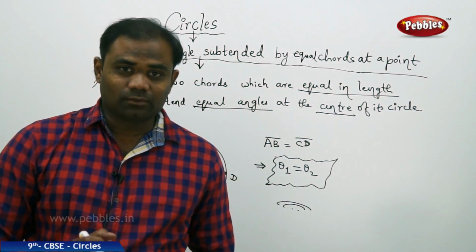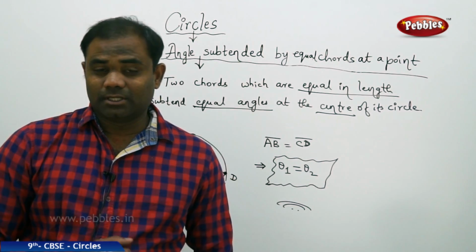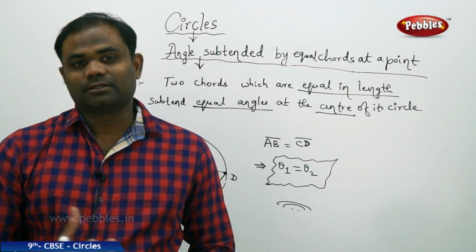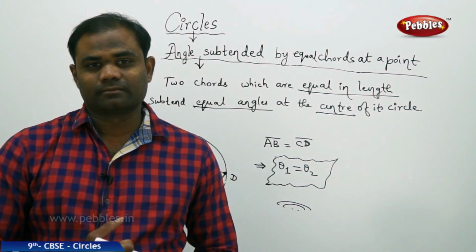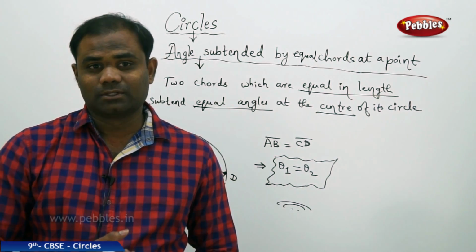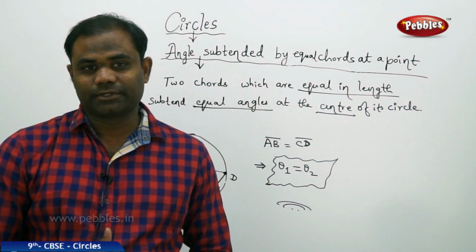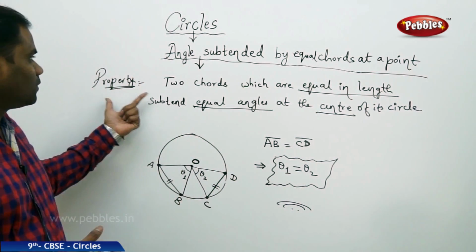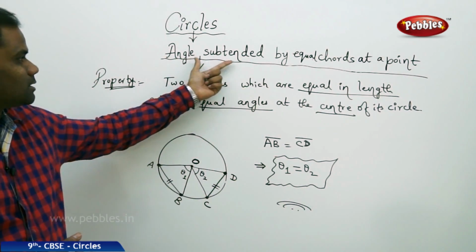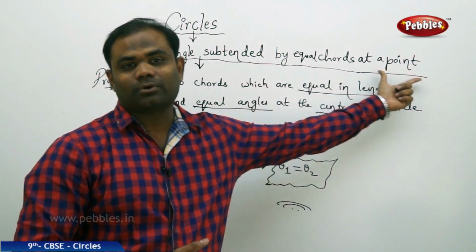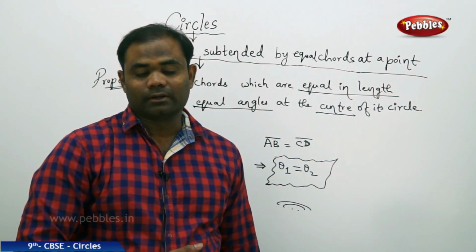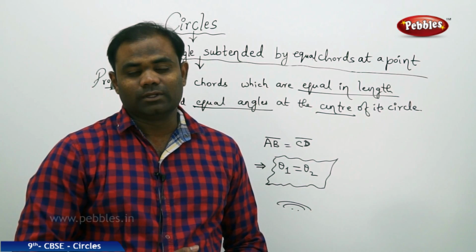Two chords of equal length subtend equal angles at the center of the given circle, is how the property holds for any circle and any equal chords taken into consideration. Property number 1, connecting angles subtended by equal chords at a point: they are equal, is how we come to the property.